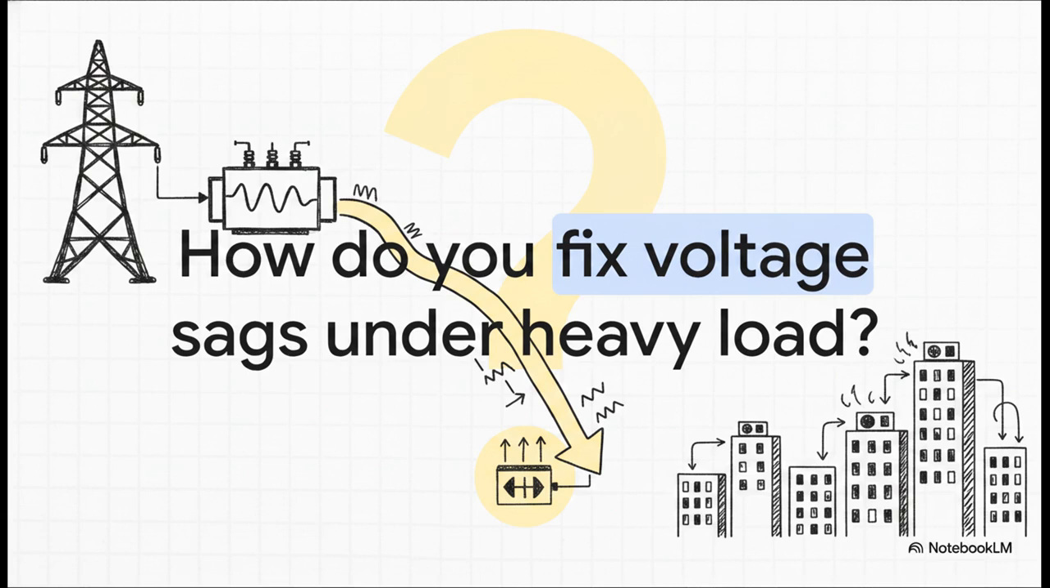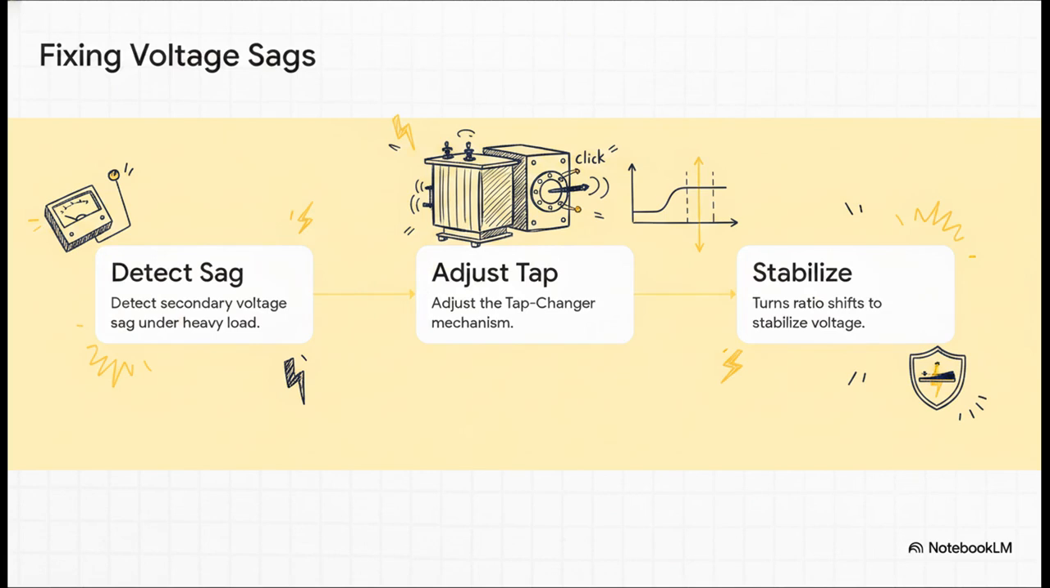But on the secondary side, feeding a whole city, the voltage is sagging lower and lower as everyone turns on their air conditioning. That heavy load current pulling through that series impedance is dragging your voltage down. How do you boost that voltage back up without changing your main power source? So, the crucial point is, you adjust the tap changer.